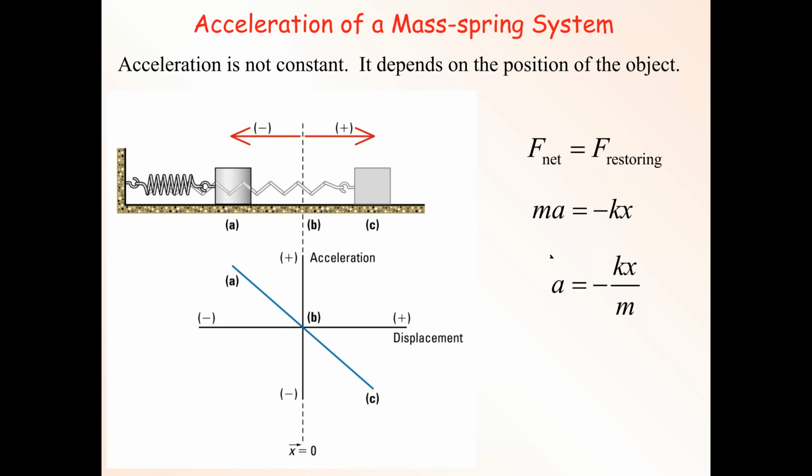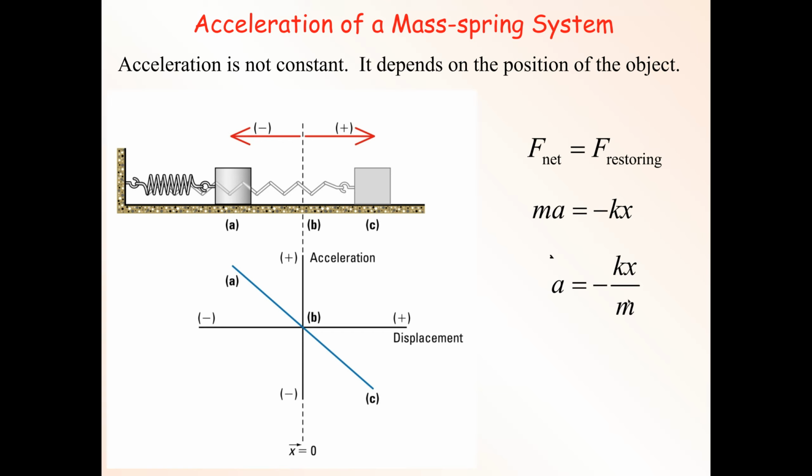Okay, so acceleration of a mass spring system. The acceleration is not constant. It depends on the position of the object. So we're looking at F net being equal to the restoring force, basically. As this moves, the restoring force will be equal and opposite to our F net, like the acceleration. So the restoring force is negative kx, which is equal to the mass times acceleration, which is equal to F net. And so acceleration is equal to negative kx over the mass.